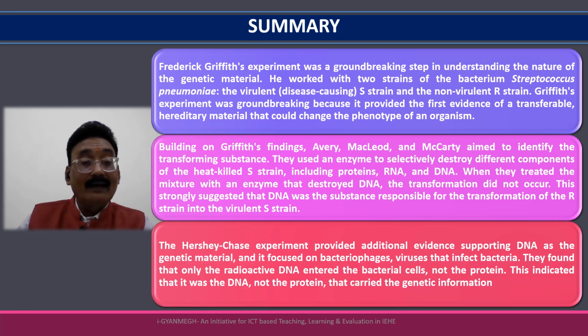This strongly suggests that DNA was the substance responsible for the transformation of the R strain into the virulent S strain. The Hershey and Chase experiment provided additional evidence supporting DNA as the genetic material, and it focused on bacteriophages, viruses that infect bacteria. They found that only the radioactive DNA entered the bacterial cells, not the protein. This indicated that it was the DNA, not the protein, that carried the genetic information. So DNA is the genetic material.